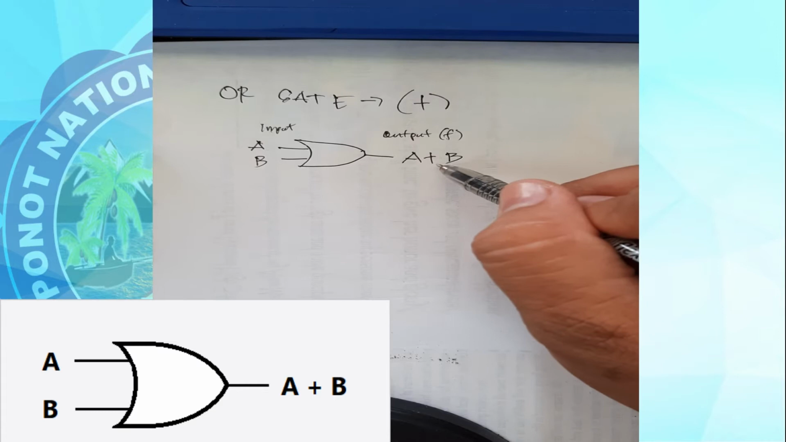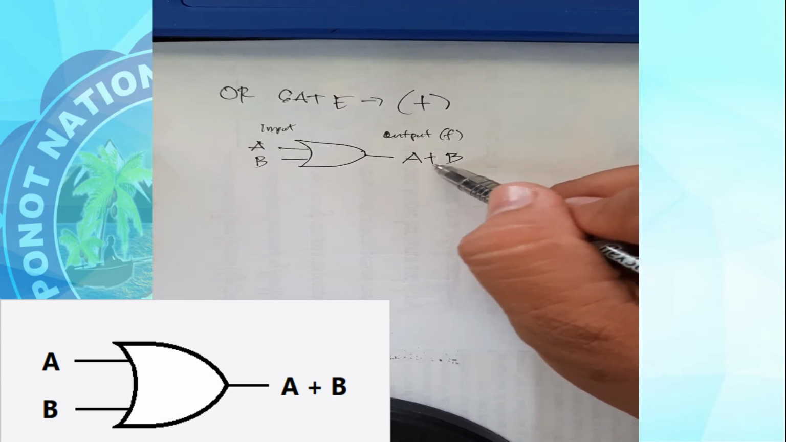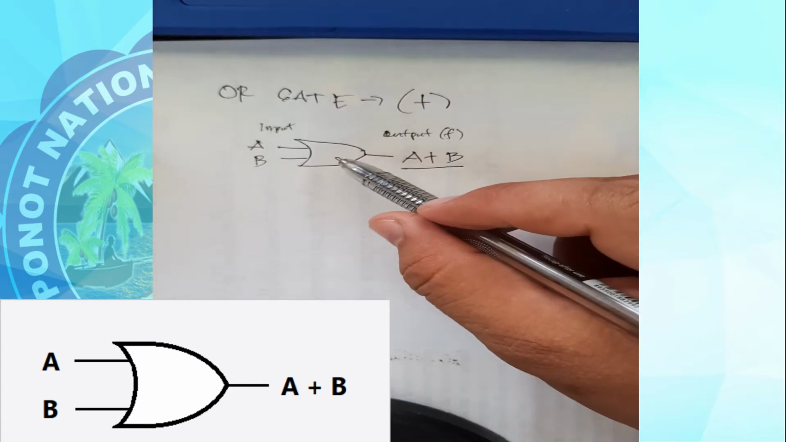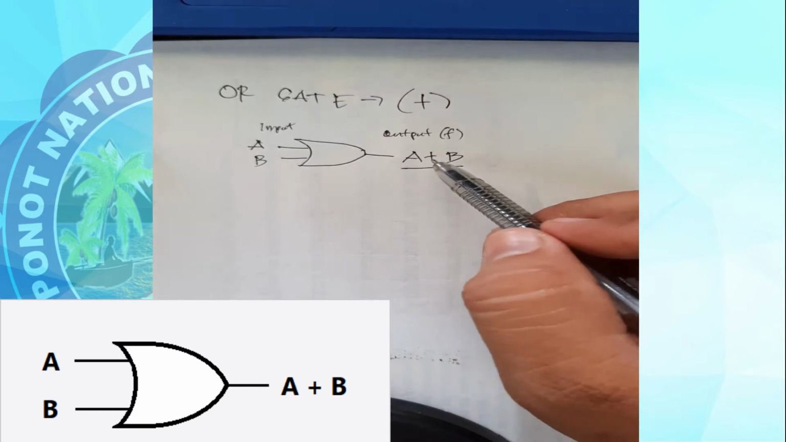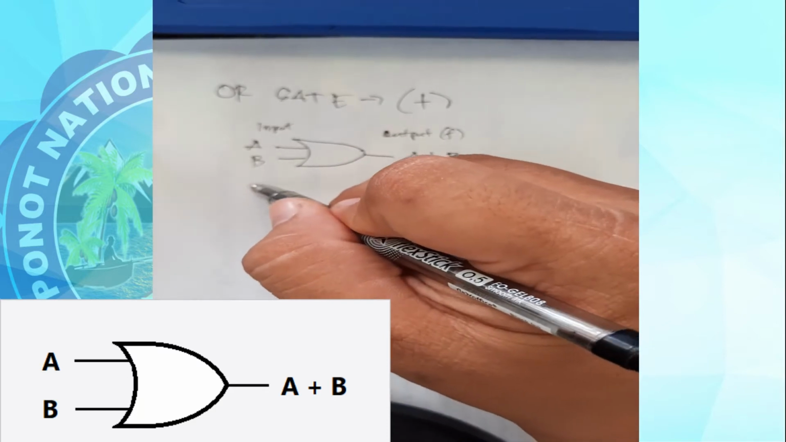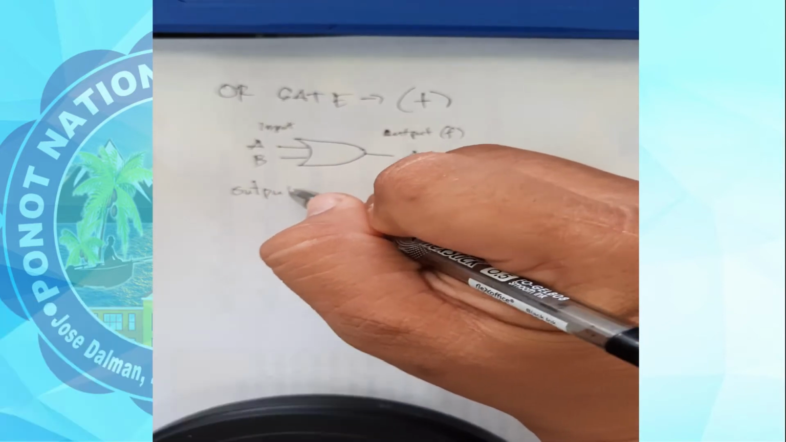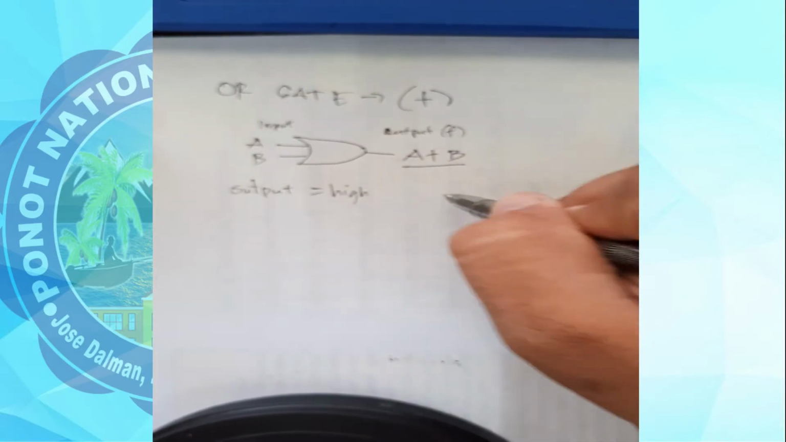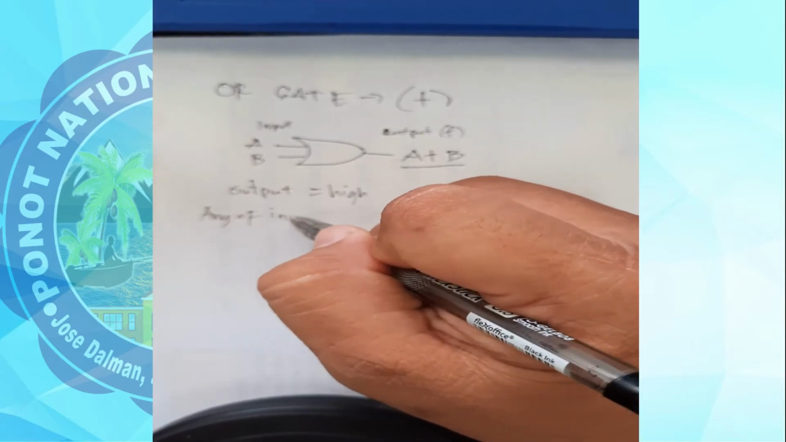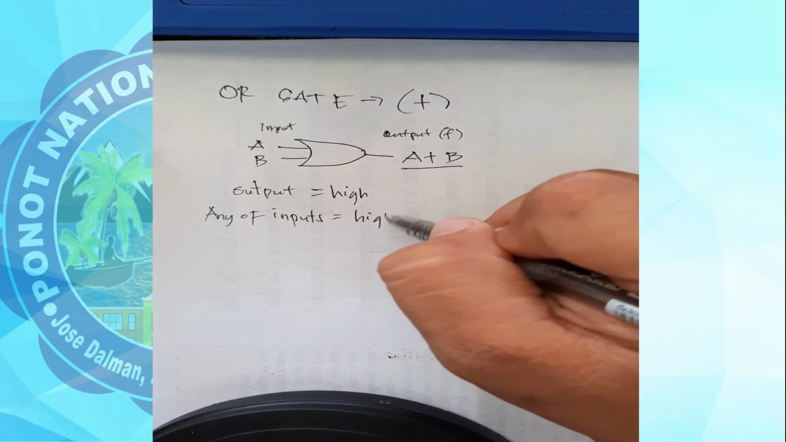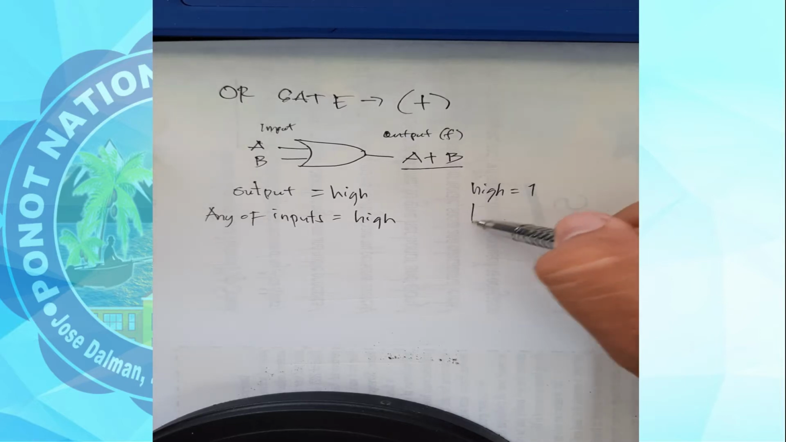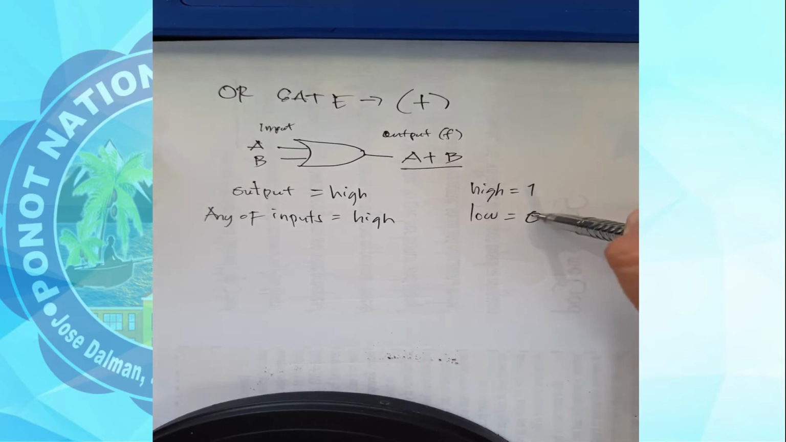So again, if you encounter an expression that uses a plus sign, this means that expression is an OR gate. So, isipin nyo agad, ito ang symbol ng OR gate. According to OR gate is magbibigay lamang siya ng output. Again, output is high. Kung any of the inputs is high. Okay? Remember, again, high is logic 1 and low is logic 0.